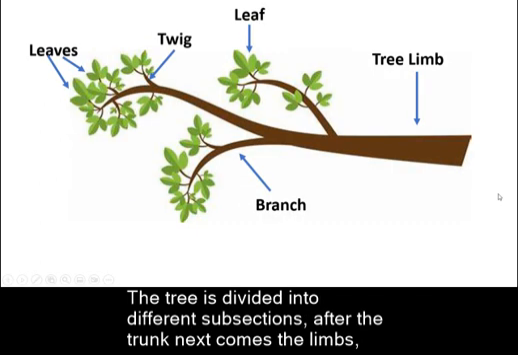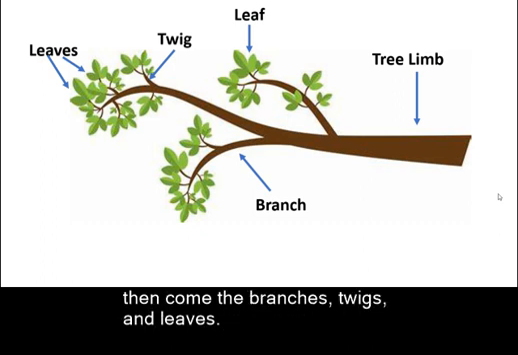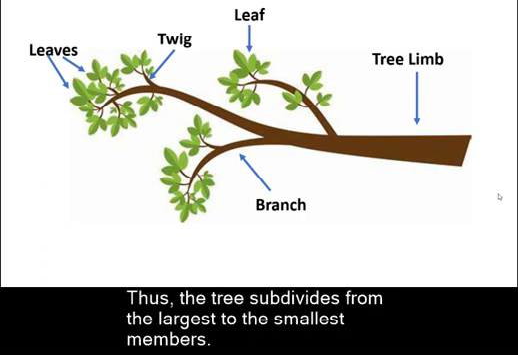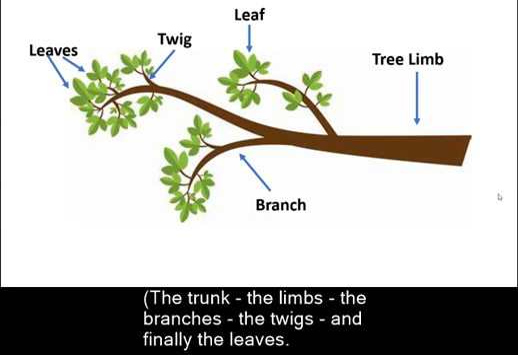The tree is divided into different subsections. After the trunk, next comes the limbs. Then come the branches, twigs, and leaves. Thus, the tree subdivides from the largest to the smallest members: the trunk, the limbs, the branches, the twigs, and finally the leaves.